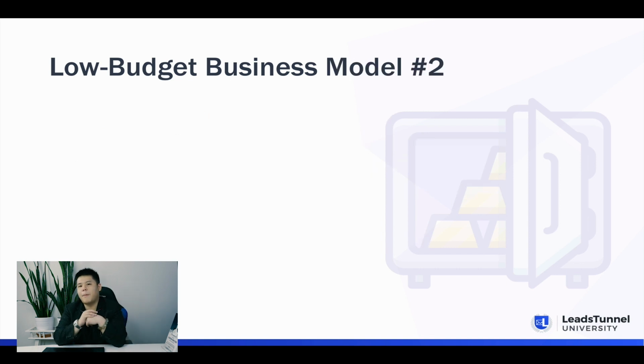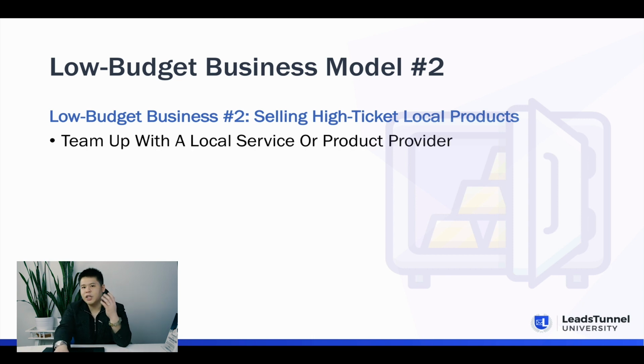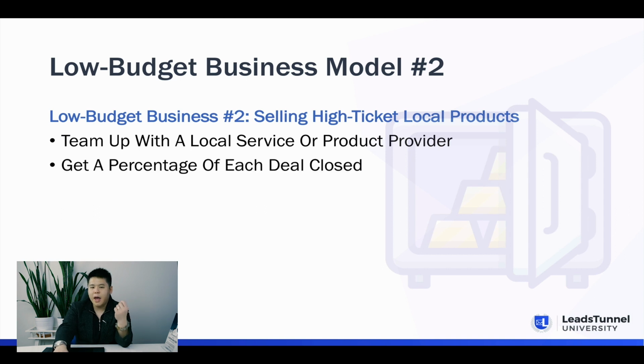Now, let's talk about business model number 2, using Facebook lead ad. With business model number 2, you can actually start selling high-ticket local products. I'm not talking about high-ticket affiliate programs or high-ticket offers. I'm talking about high-ticket local products. Now, what do I mean by that? Well, first of all, you can actually team up with a local service or product provider, and you get a percentage of each deal that is closed.